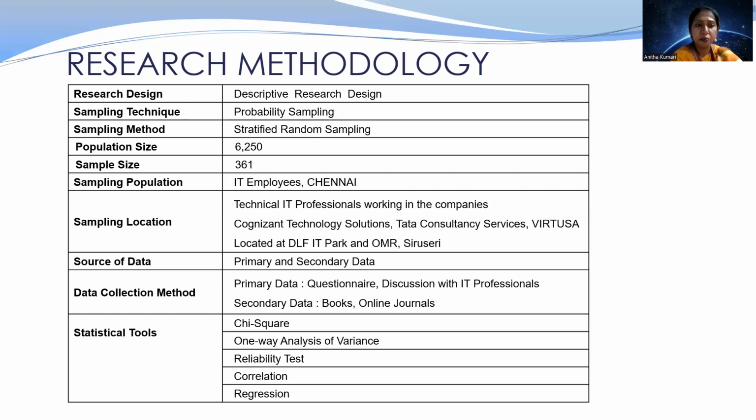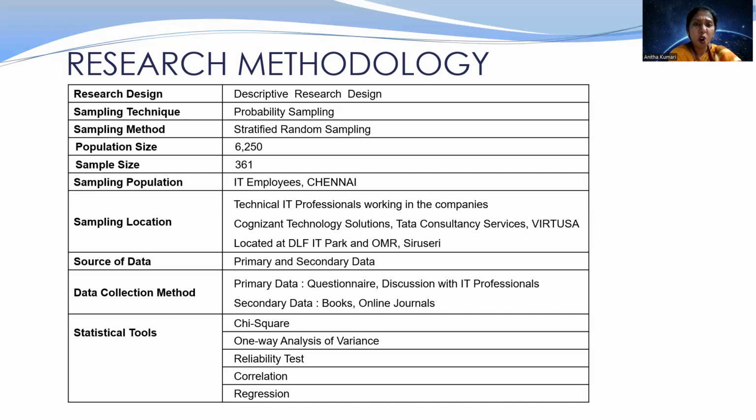Then sampling location, where you have done the survey. Then source of data. There are two types of data, primary data and secondary data. What is called data? Data means information. What is called primary data? Fresh data. What is called secondary data? Existing data, the data which are already available. Primary data, in the sense, are fresh data. So if you have used a questionnaire, interview method, or observation method, that comes under primary data.